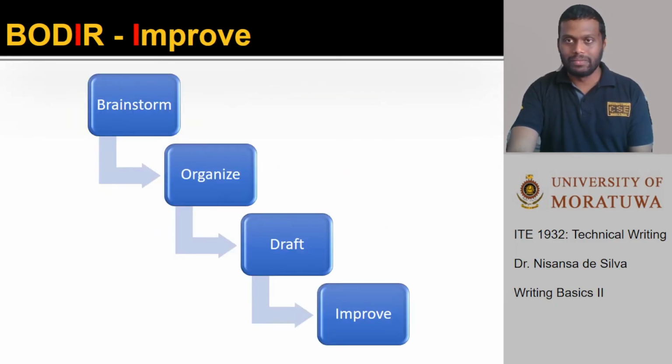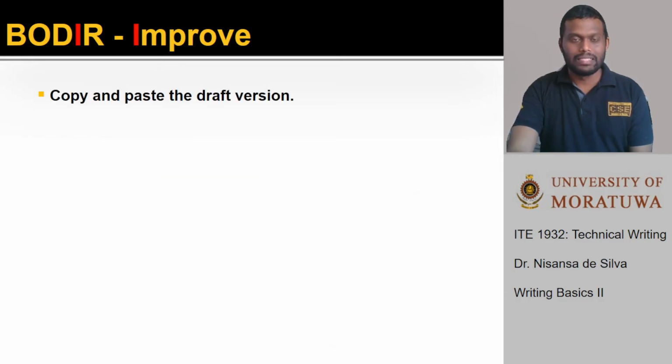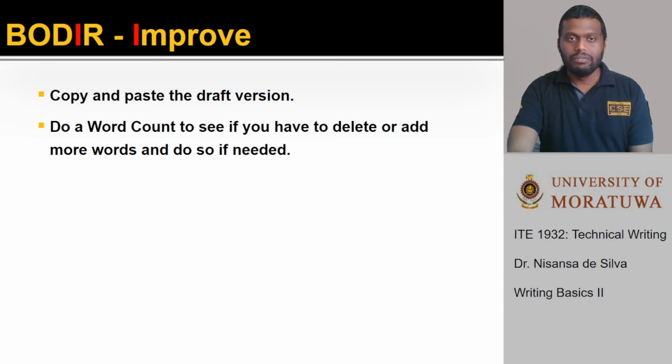Next, improve. You copy paste the draft version and do a word count. See if you have to delete or add more words, and you do so as needed. If you need to add more words, be more descriptive of the things that you just mentioned. If you need to delete words, get rid of the fluff, get rid of repetitions, get rid of tangents that you might have gone on.